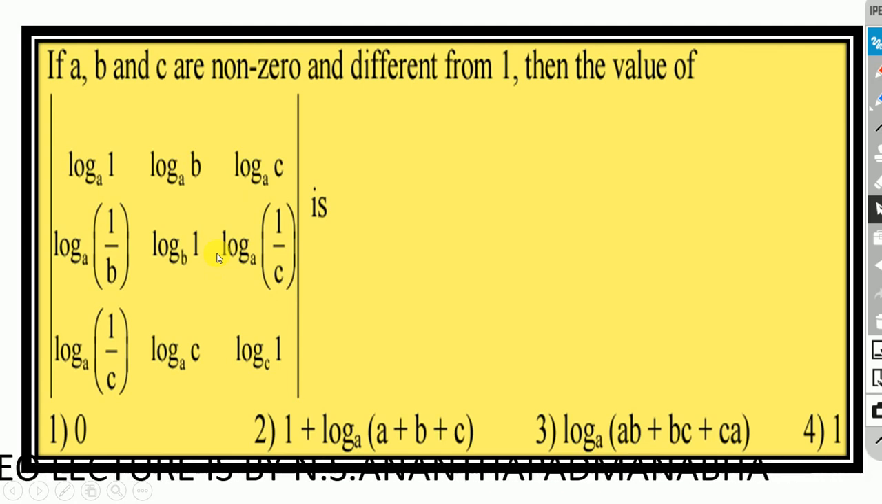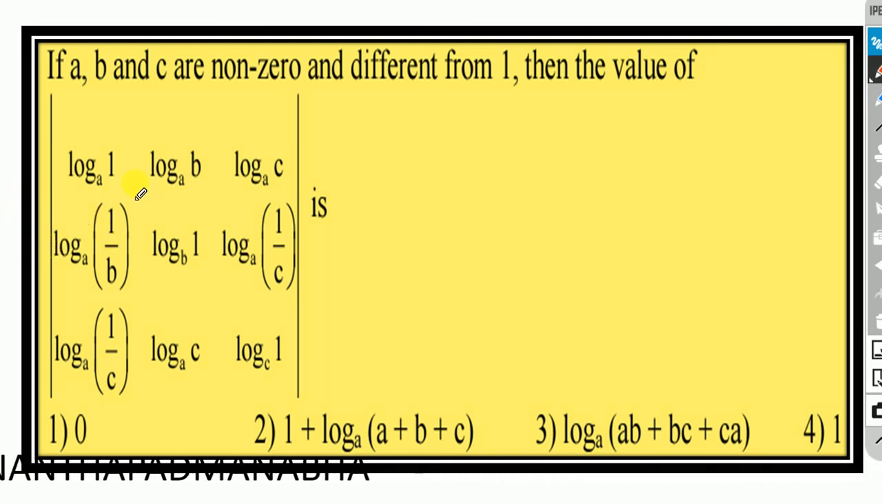If a, b and c are non-zero and different from 1, then find the value of this determinant: log 1 to base a, log b to base a, log c to base a; log 1 by b to base a, log 1 to base b, log c to base b; log 1 by c to base a, log c to base a, and log 1 to base c. I have 4 options as usual. So we know that logarithm of 1 to any base is 0. So that's why this will be 0, this will be 0, and this will also be 0.